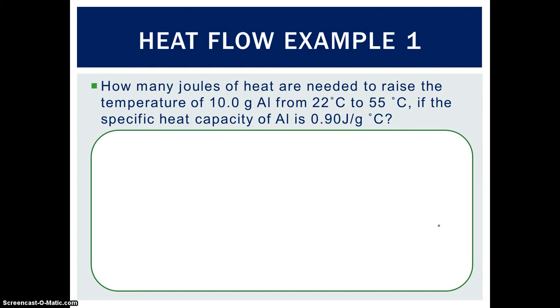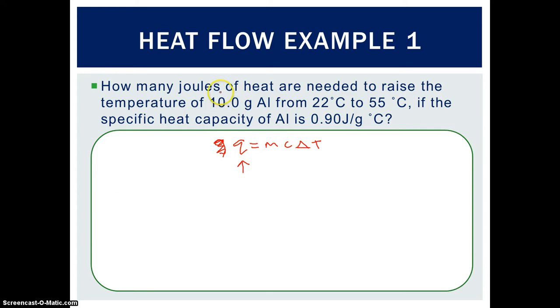So here's a few examples. The first example says: how many joules of heat are needed to raise the temperature of 10 grams of aluminum from 22 degrees to 55 degrees, if the specific heat of aluminum is 0.90 joules per gram degree Celsius? Remember our key equation, Q equals mc delta T. What we're trying to find in this case is Q.